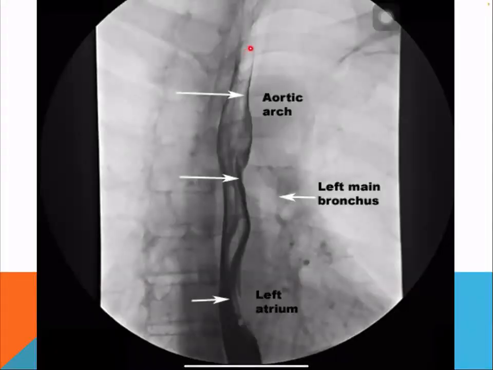Here is the right anterior oblique position in the barium swallow. This is the aortic arch impression. This is the impression of the left main bronchus, and this is the impression of the left atrium.